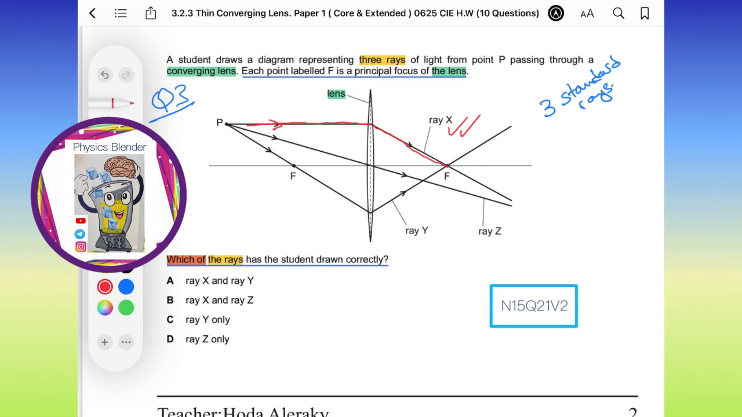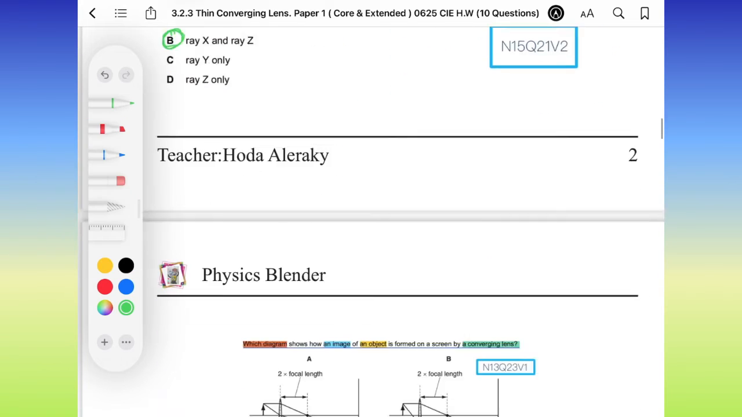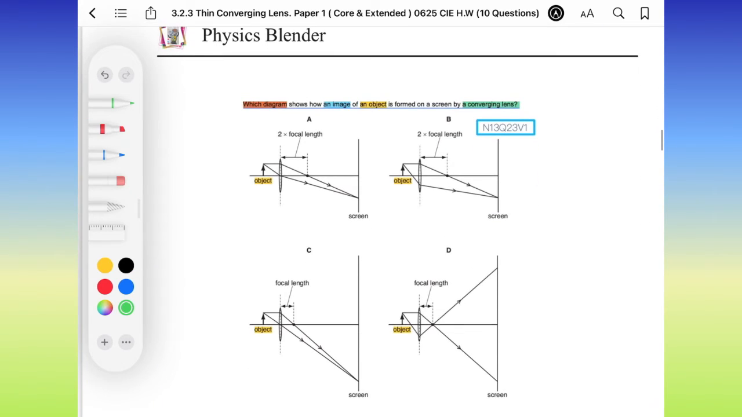The second ray, ray Z, is passing through the optical center undeviated, so also it's correct. But ray Y, it's passing through F here. It should refract parallel to the principal axis, which here is drawn incorrect. So the correct rays are X and Z. Okay, X and Z. Let's move to question 4.